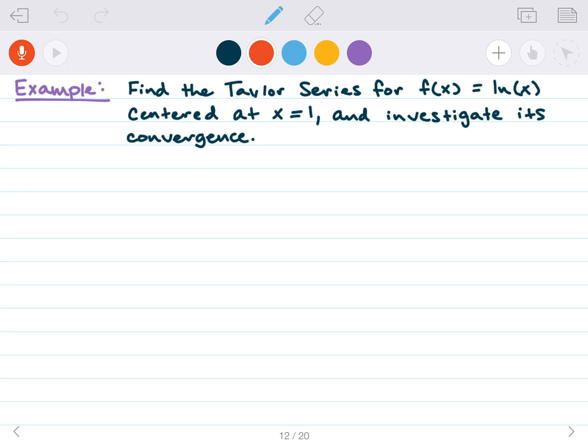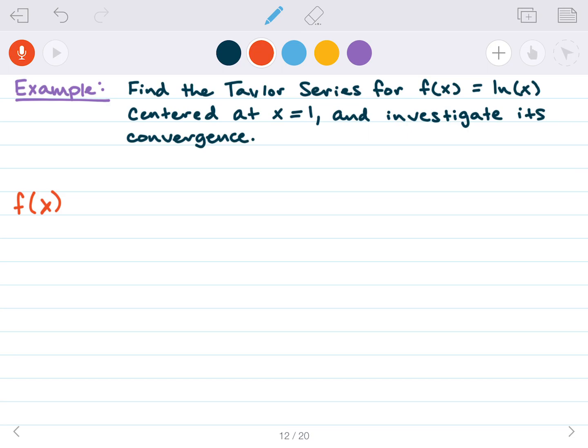Okay, let's look at this guy. It says find the Taylor series for the function f of x equals ln of x at x equals 1 and investigate the convergence. Remember, the convergence is going to tell us which values of x I can actually plug into the Taylor series. So let's start taking derivatives. The first thing I'm trying to do is write my Taylor series out. Once I do that, I want to notice a pattern so that I can write a formula for it. And once I have that formula, I'm going to investigate the convergence by using the ratio test.